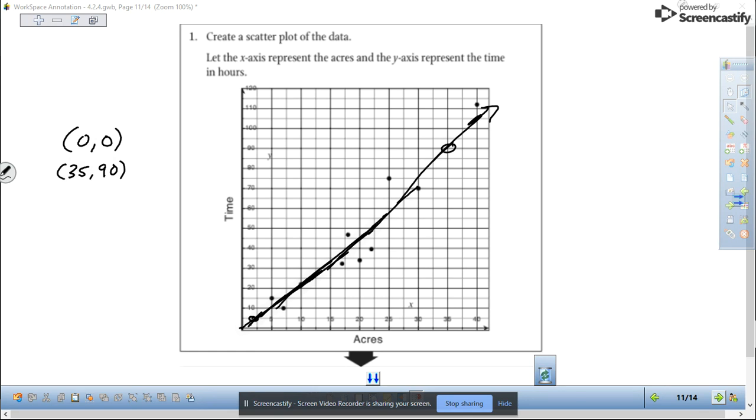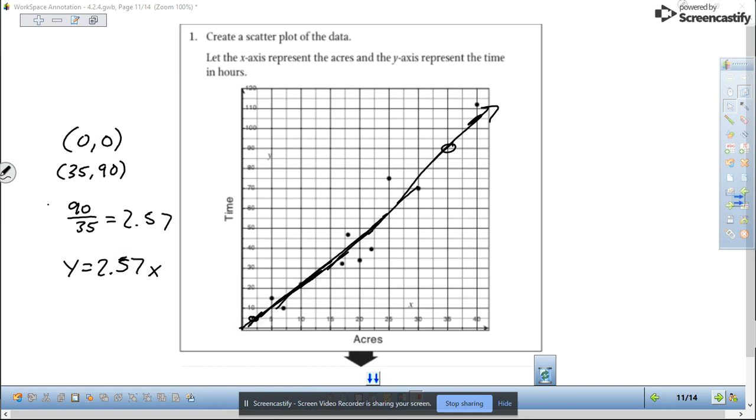So what do we end up with here? We end up with 90 over 35, because you have 90 minus 0 and 35 minus 0. And that comes out to, let's see real quick, 90 divided by 35 is 2.57. So y equals 2.57x. Okay, now that's how you would do it by hand.